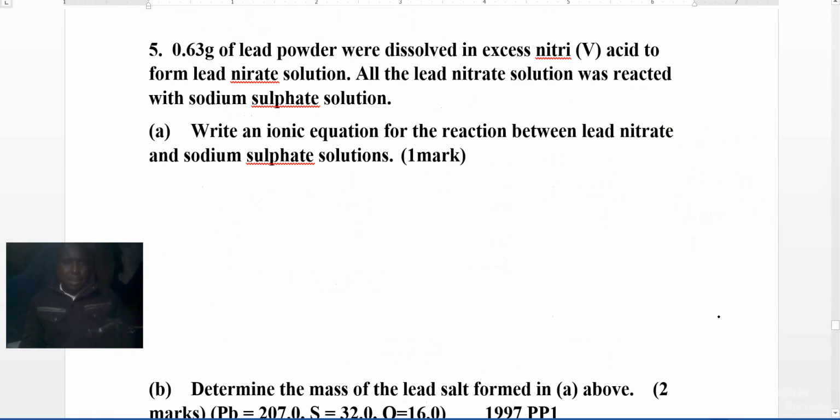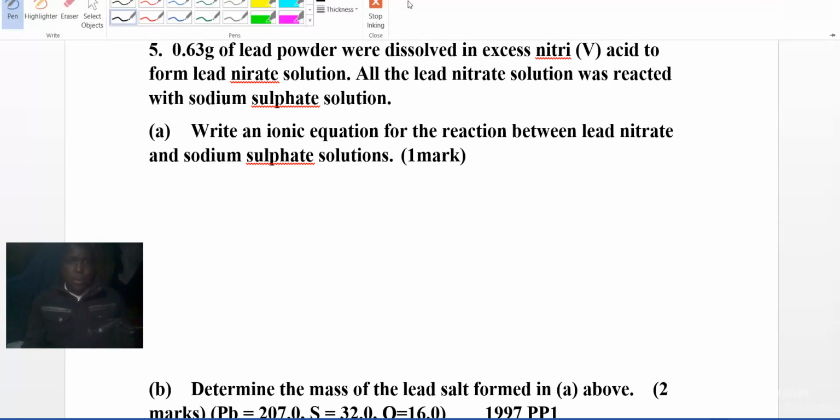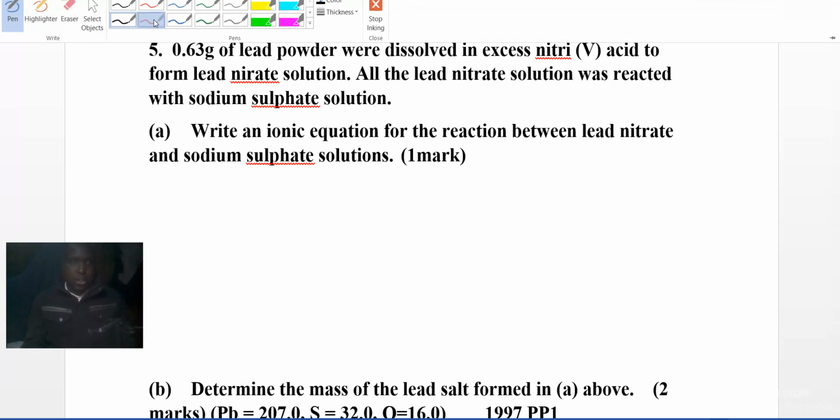0.63 grams of lead powder were dissolved in excess nitric acid to form lead nitrate solution. The lead nitrate solution was then reacted with sodium sulphate solution. Write an ionic equation for the reaction between lead nitrate and the sodium sulphate solution. Before I write the ionic equation, let me write the general reaction that took place.